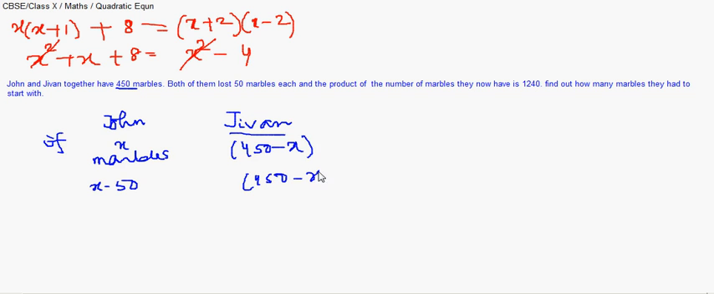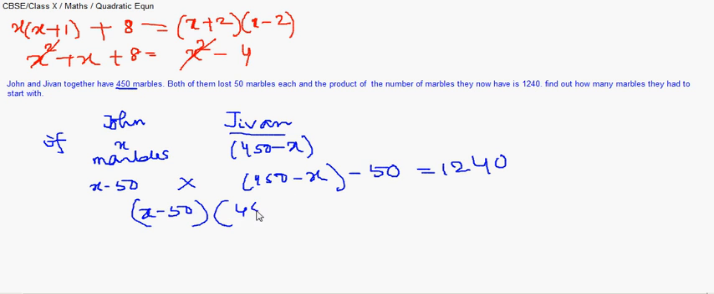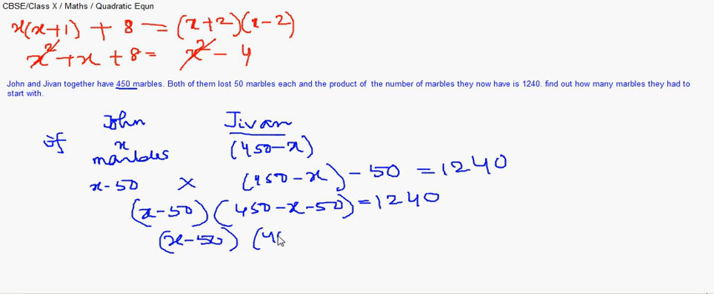Jeevan, who had this number, is also losing 50. Now the product of these two numbers they now have is 1240. Simple. We'll now express this in quadratic format. It's x minus 50, and if you remove the bracket, it will be 450 minus x, so (x minus 50)(450 minus x) equals 1240. So it is x minus 50 and this is 400 minus x, that's 1240.